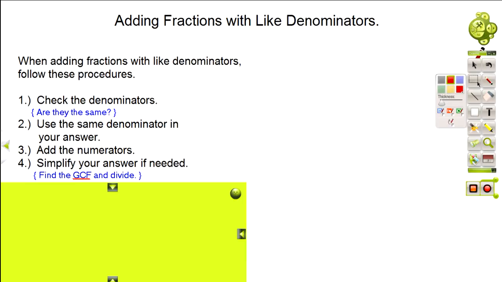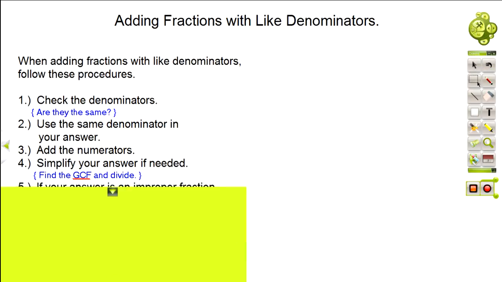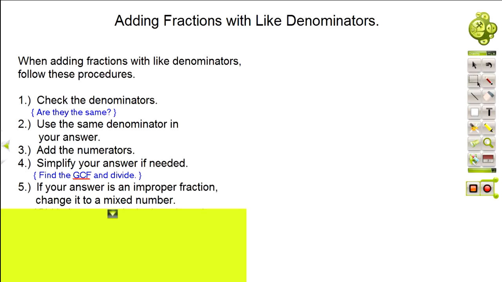Okay, our next situation requires us to add a fifth step to our procedures. If your answer is an improper fraction, you will need to change it to a mixed number. Now, when you get into the higher grade levels, your teachers may ask you to leave it an improper fraction. But usually when you're just starting to add fractions, they will want you to change it into a mixed number. Here's an example of using step 5.